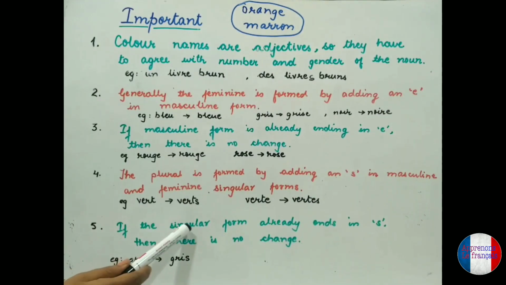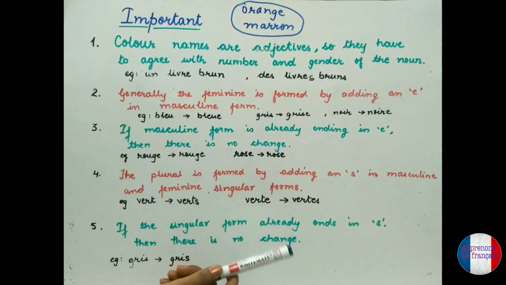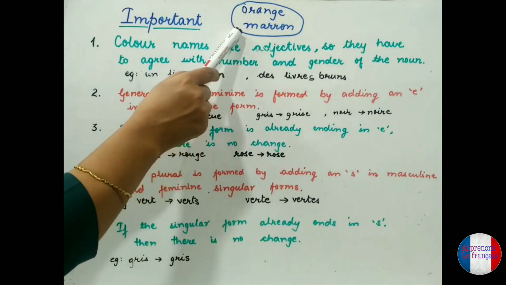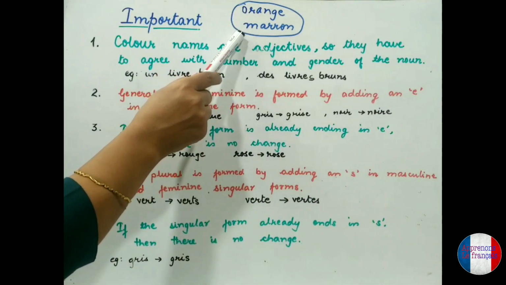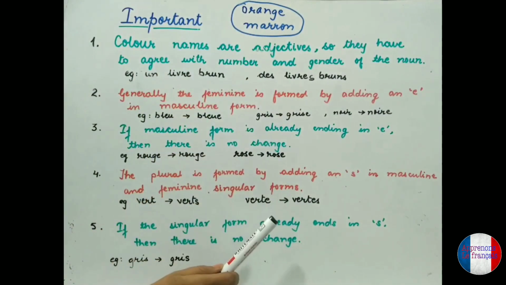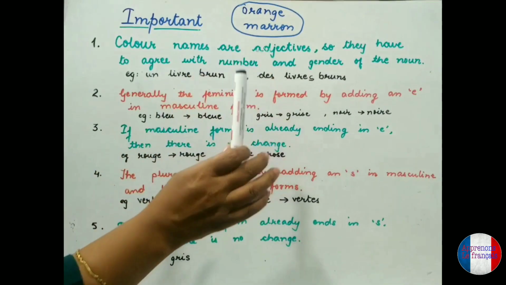And if the singular form is already ending in S, as we learnt in the lesson, there has to be no change. So this is already ending in S in masculine singular form, gris. So in plural also, this remains the same. Now all these rules will apply to all the color names, but they do not apply to orange and marron. They are invariable. They do not change to feminine. They do not change to plural. So with feminine, plural, masculine, they remain as they are.